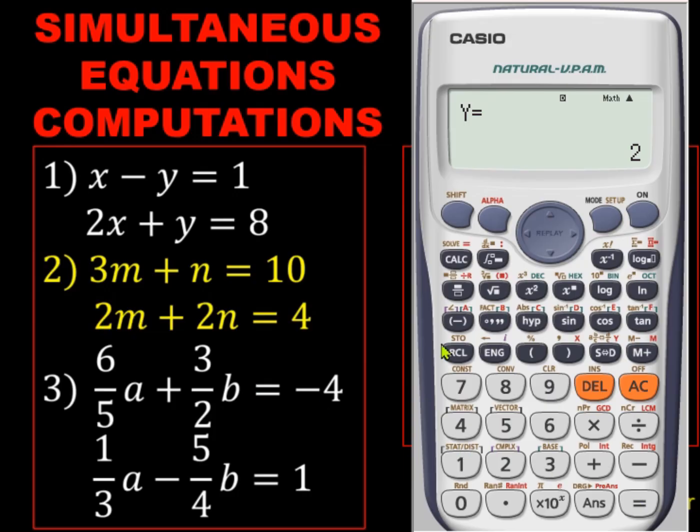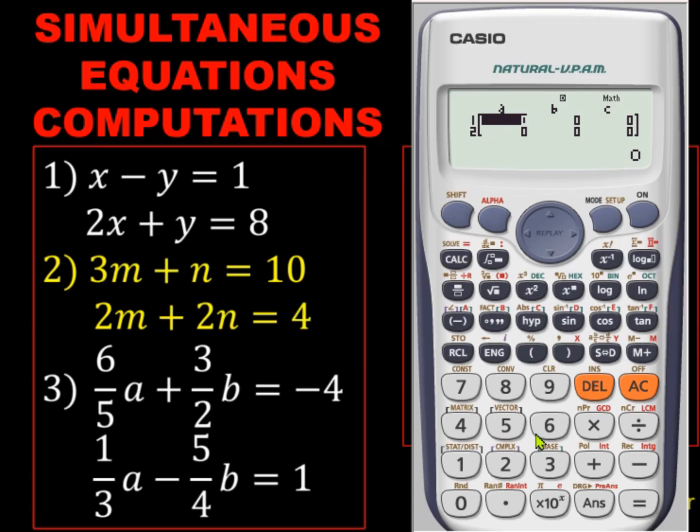Let's look at the second question. So when you're done, you press on the AC. So with the second question, the variables here are m and n. So whenever you are dealing with different variables apart from x and y, you assume the first variable as x and the second variable as y. Then you carry on the same process.